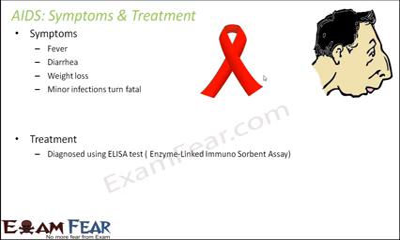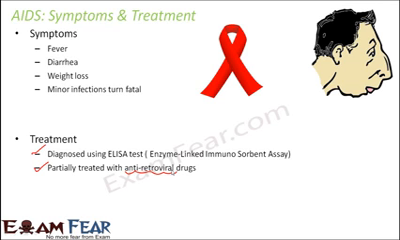Treatment: it can be diagnosed using the ELISA test, that is enzyme-linked immunosorbent assay. This is a test which is exclusively used to detect the presence of AIDS or HIV. As far as treatment is concerned, it can be partially treated with antiretroviral drugs, that is, the drugs which can act against the retrovirus. But the problem is that once the retrovirus has infected a few of the immune cells, your immune system becomes weak. So these drugs are only partially effective. They cannot kill all the retroviruses inside your body.